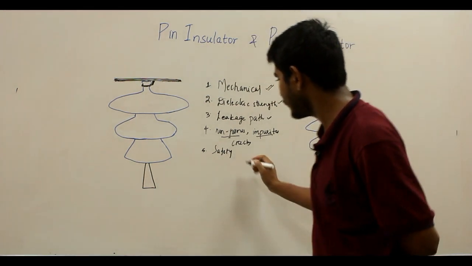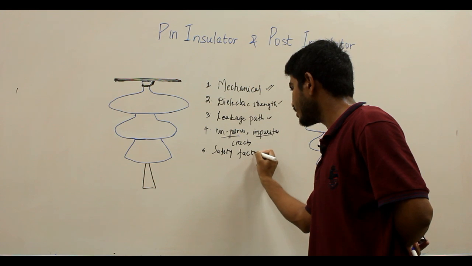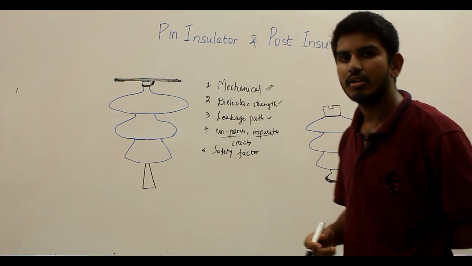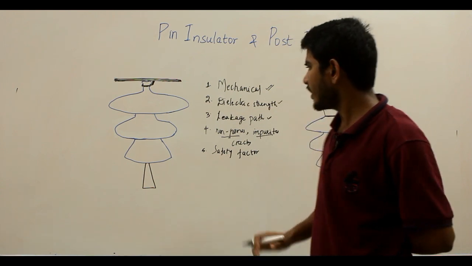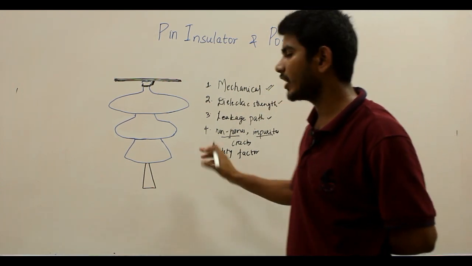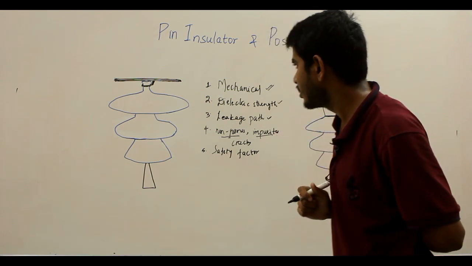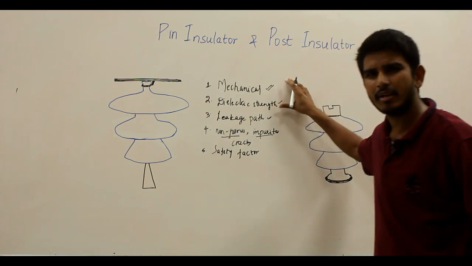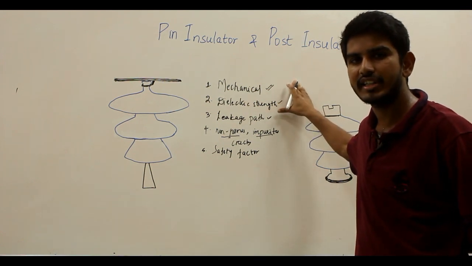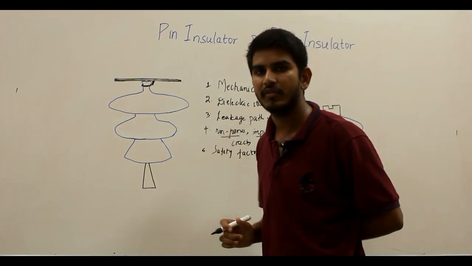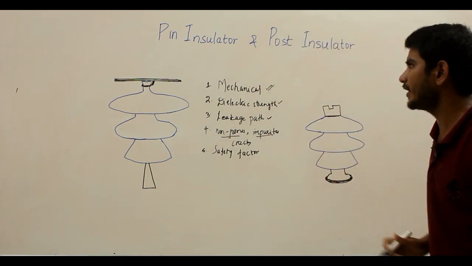And as well as the safety factor, which is nothing but the ratio of the puncture strength to the flashover voltage. So basically these are the properties to be maintained by the materials used for manufacturing the insulators. Now the materials can be porcelain or glass or steatite, or some other composition can be used for the manufacturing of insulators. Let us move to the pin insulator.